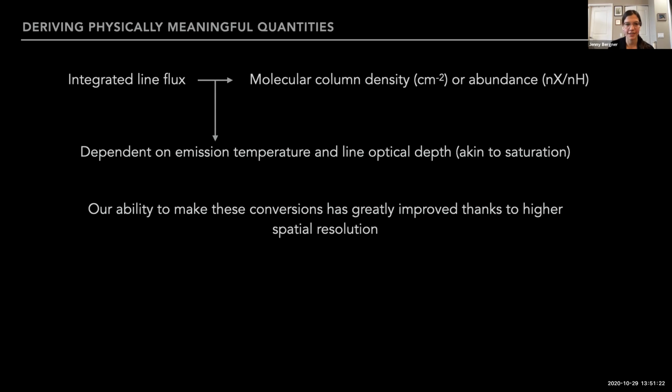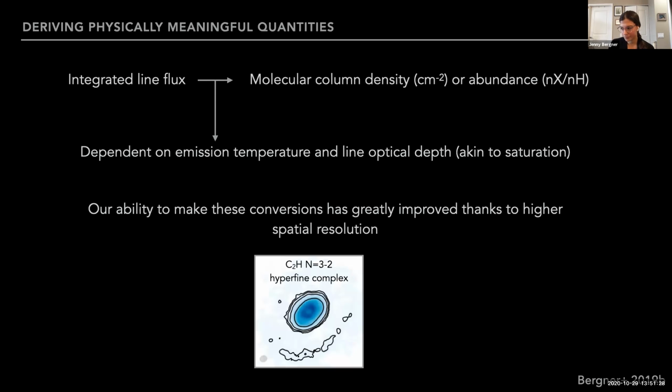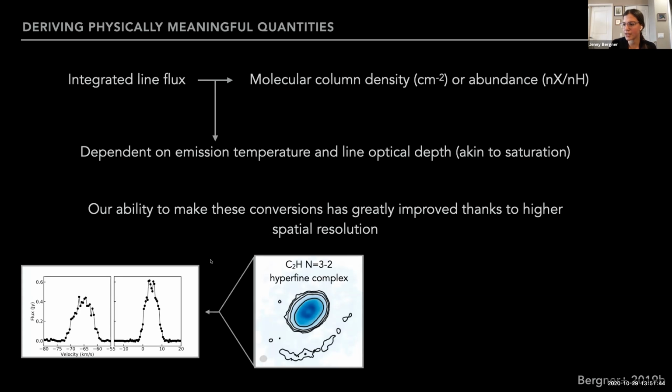So our ability to actually make these conversions has really improved thanks to the higher spatial resolution that we have with these newer generation interferometers. As an example, this is an image of the C2H N=2 transition. So it's actually a hyperfine complex. The rotational levels are split into these distinct lines. And so if you were to integrate the emission across this entire disk, you would end up with a spectrum that looks like this, which is in principle 4 independent lines, but they're totally smeared together. And the reason is that the material is moving at different velocities in this disk. And so when you look at the flux summed over the entire disk, you're basically smearing the location of the lines based on the different velocities that the material is moving at.